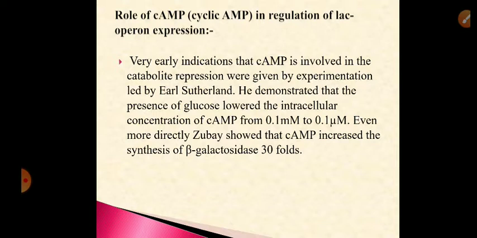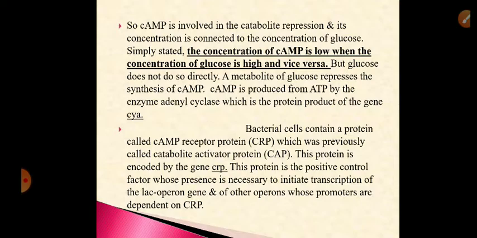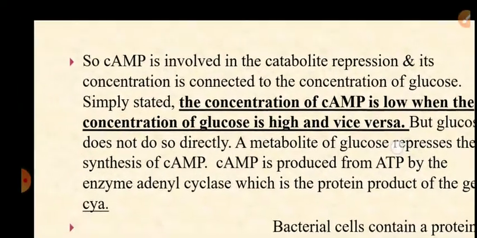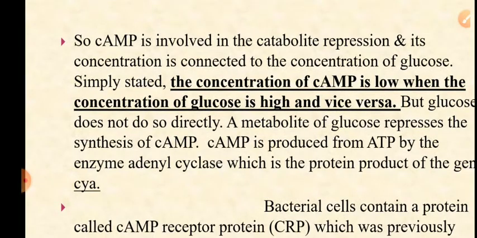What Earl Sutherland demonstrated was that the presence of glucose lowered the intracellular concentration of cyclic AMP from 0.1 millimolar to 0.1 micromolar. Even more directly, Zubay proved that cyclic AMP increased the synthesis of beta-galactosidase enzyme 30 folds. So the presence of cyclic AMP increases the synthesis of beta-galactosidase. So cyclic AMP has a direct role in increasing protein synthesis, enzyme synthesis. Cyclic AMP is thus involved in catabolic repression, and the concentration of cyclic AMP is connected to the concentration of glucose.